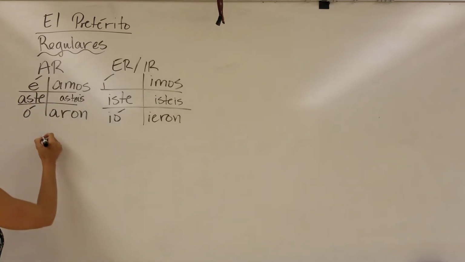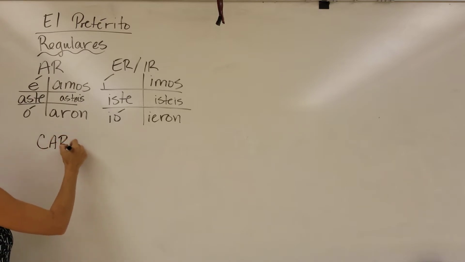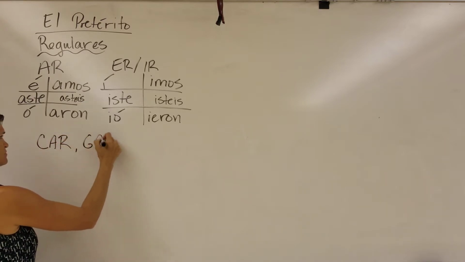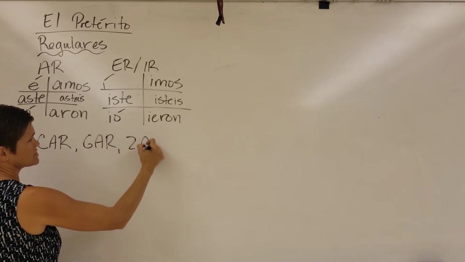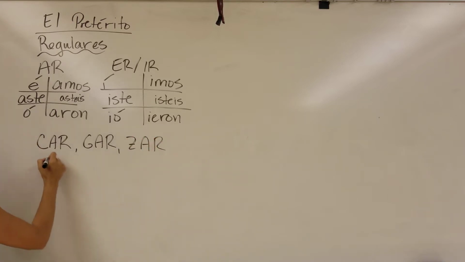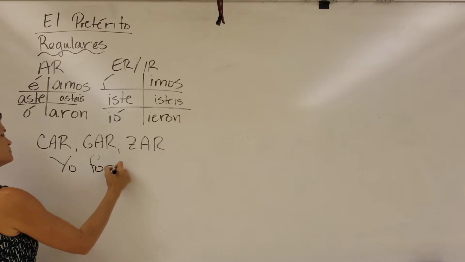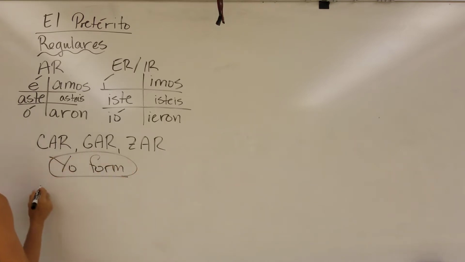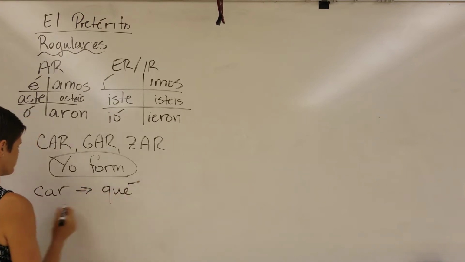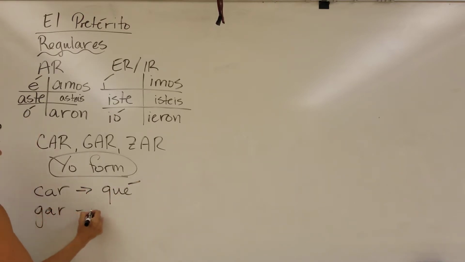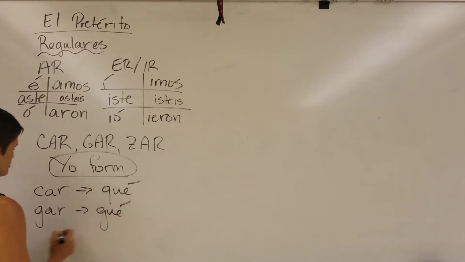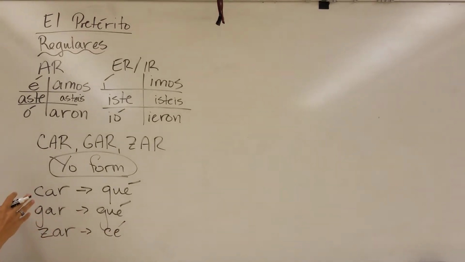Then we have to remember about car-gar-zar verbs. These are verbs that end in car, gar, or zar in the yo form only. A car verb will change to QUE in the yo form. Gar will change to GUE in the yo form, and zar becomes CE in the yo form. So those are all of our regular endings for regular preterite verbs.